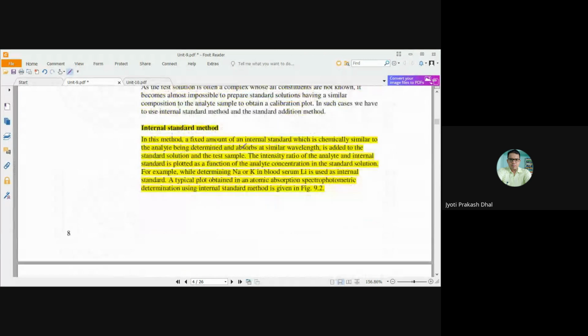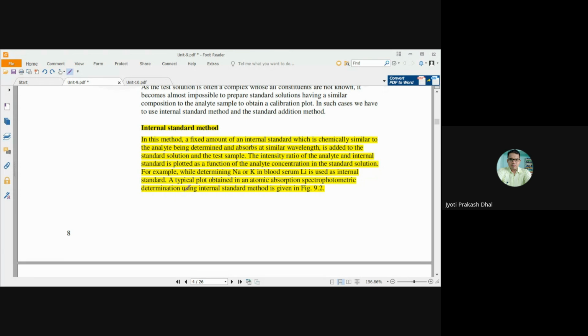In this method, a fixed amount of the internal standard, which is chemically similar to the analyte being determined and observed at a similar wavelength, is added to the standard solution and to the test sample. The intensity ratio of the analyte and internal standard is plotted as a function of analyte concentration in the standard solution. For example, for determination of sodium and potassium in blood serum, lithium is used as the internal standard.